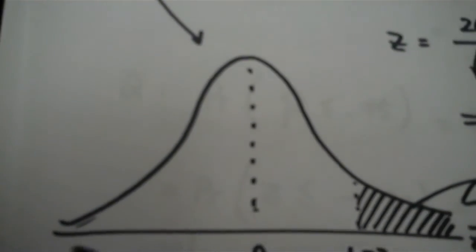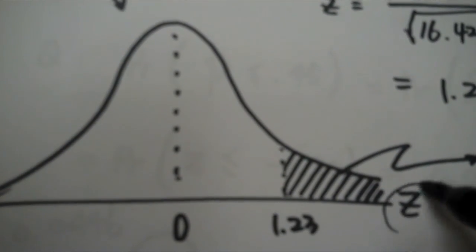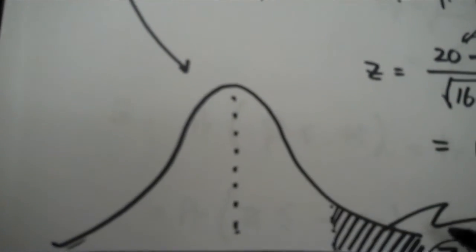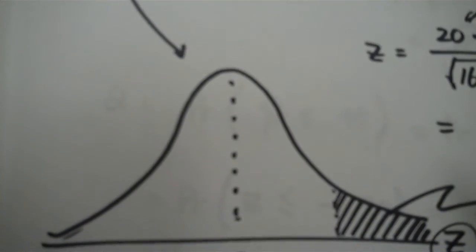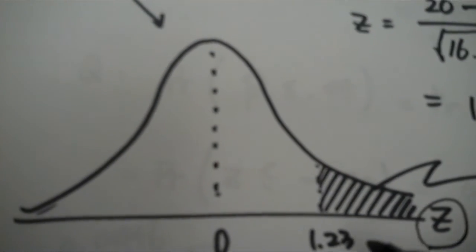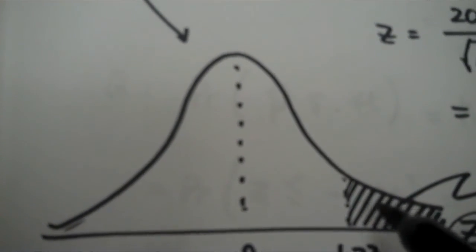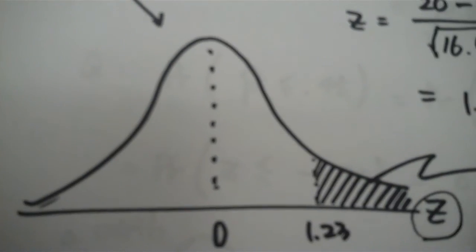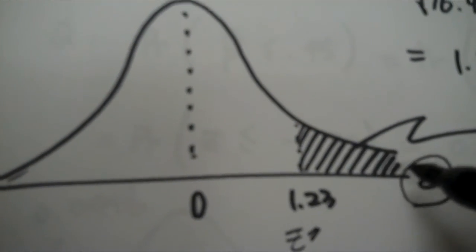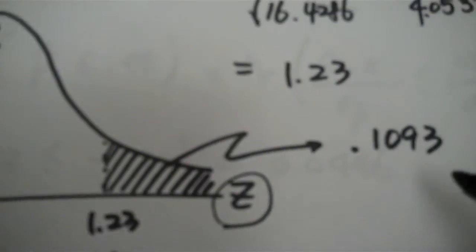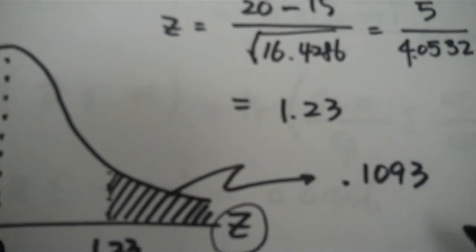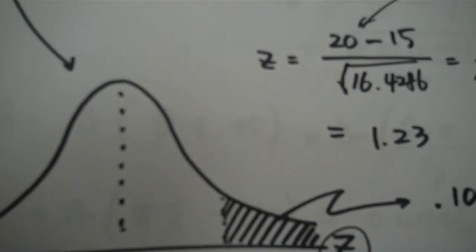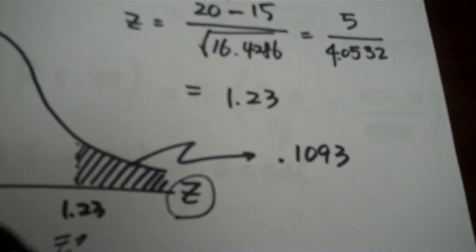So if we draw the graph, that is a z graph. We want to know, in that distribution of the difference, the probability that the difference is bigger than 20. That point is 1.23. So we want to know the probability of this area. That one is 0.1093. So the target probability we want to know is 0.1093.